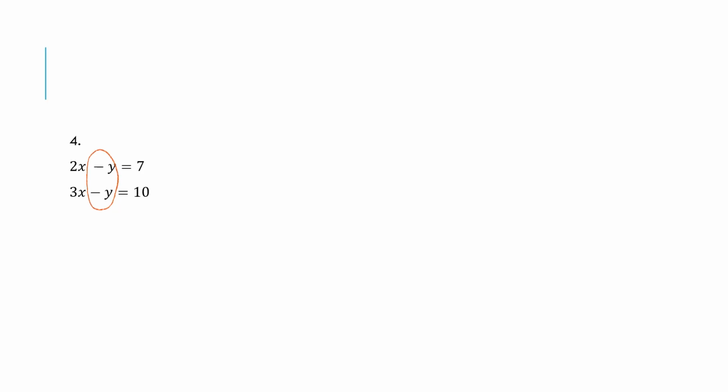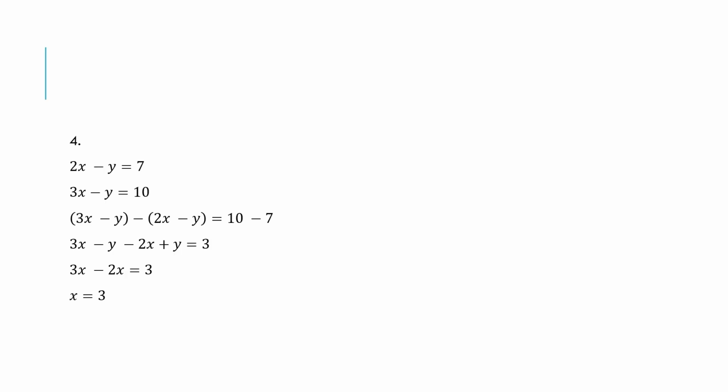Step 1. Subtract the first equation from the second to eliminate y. 3x minus y minus 2x minus y equals 10 minus 7. 3x minus y minus 2x plus y equals 3. 3x minus 2x equals 3. X equals 3.